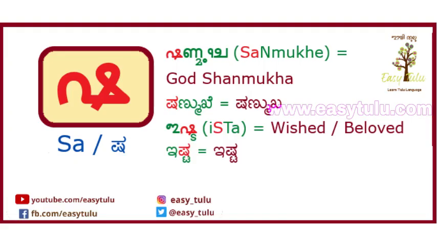Next one is sha, sha. Examples: shanmukhe. Shanmukhe means the god Shanmukha. Ishta. Ishta means wished or beloved. Also ishta in Kannada. Let us see how it is written. Sha, sha.